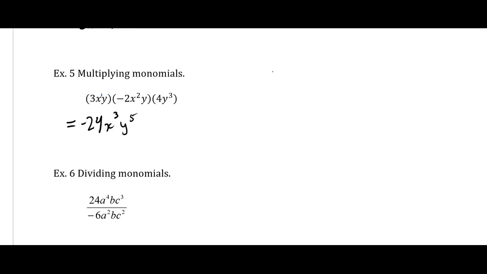Some people might wonder why. In grade 9, this is probably something that you covered. But for example, what is x times x squared? Well, x squared means x times x, itself twice.